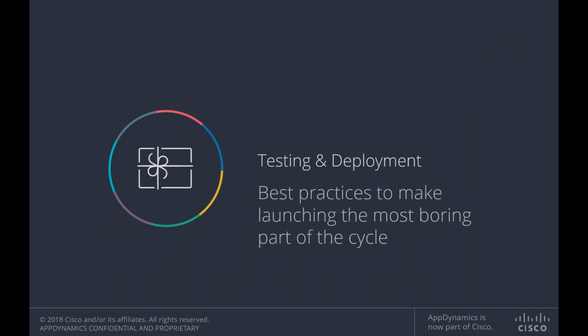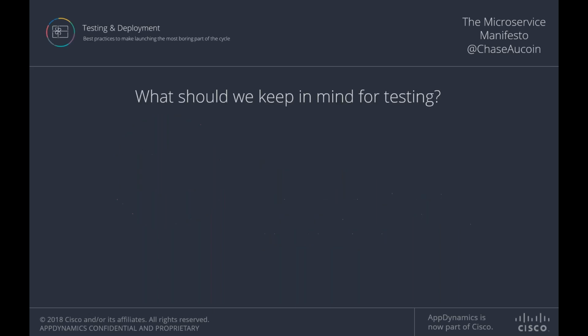So testing and deployment. Here's a couple of best practices that are going to make launching the most boring part of the cycle. We don't want exciting deployments. Exciting deployments are terrible. Whenever everybody has to get together and it's all hands on deck, and the management is excited because, oh no, we're going to production. That's no fun, right? Nobody likes that. Nobody wants that. So how do we avoid that?